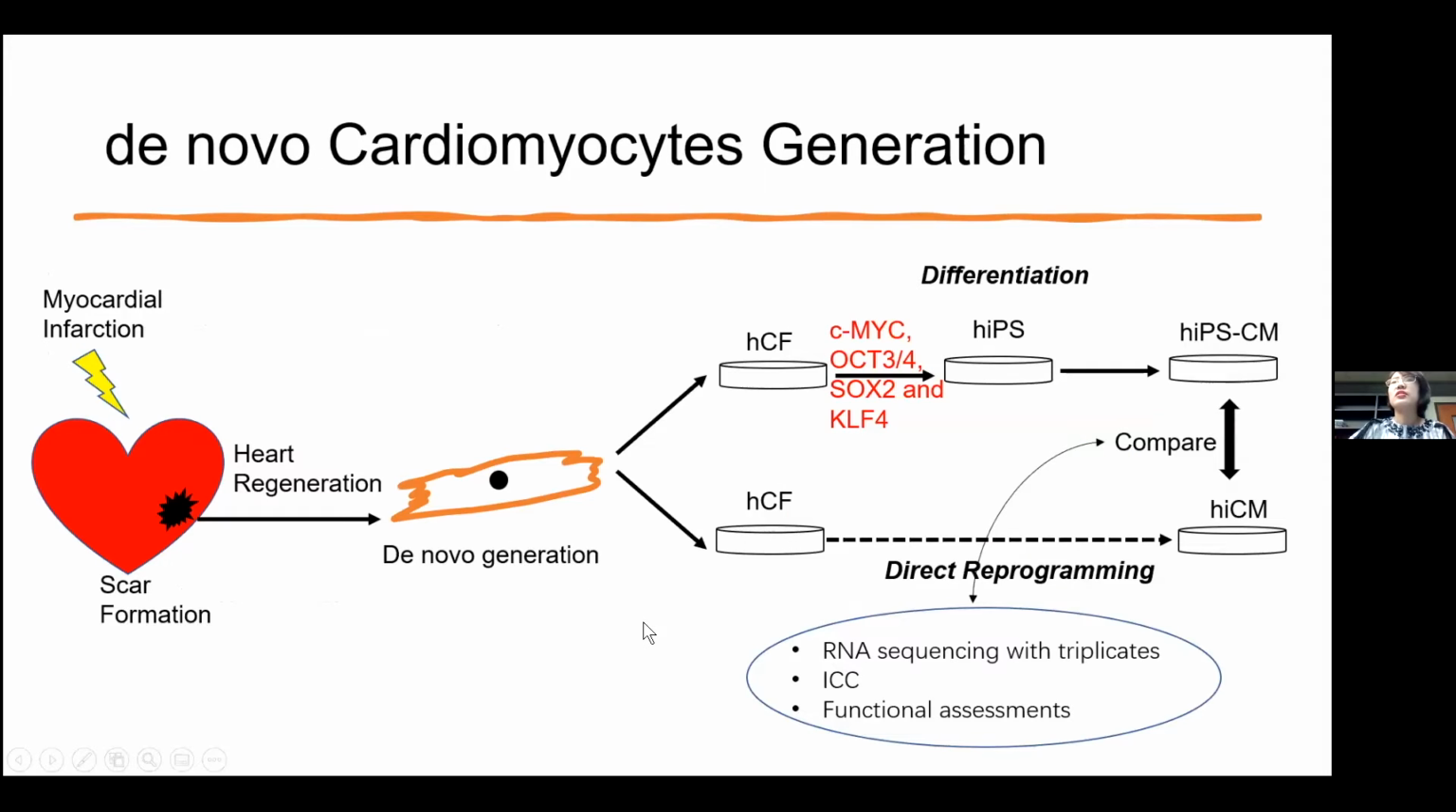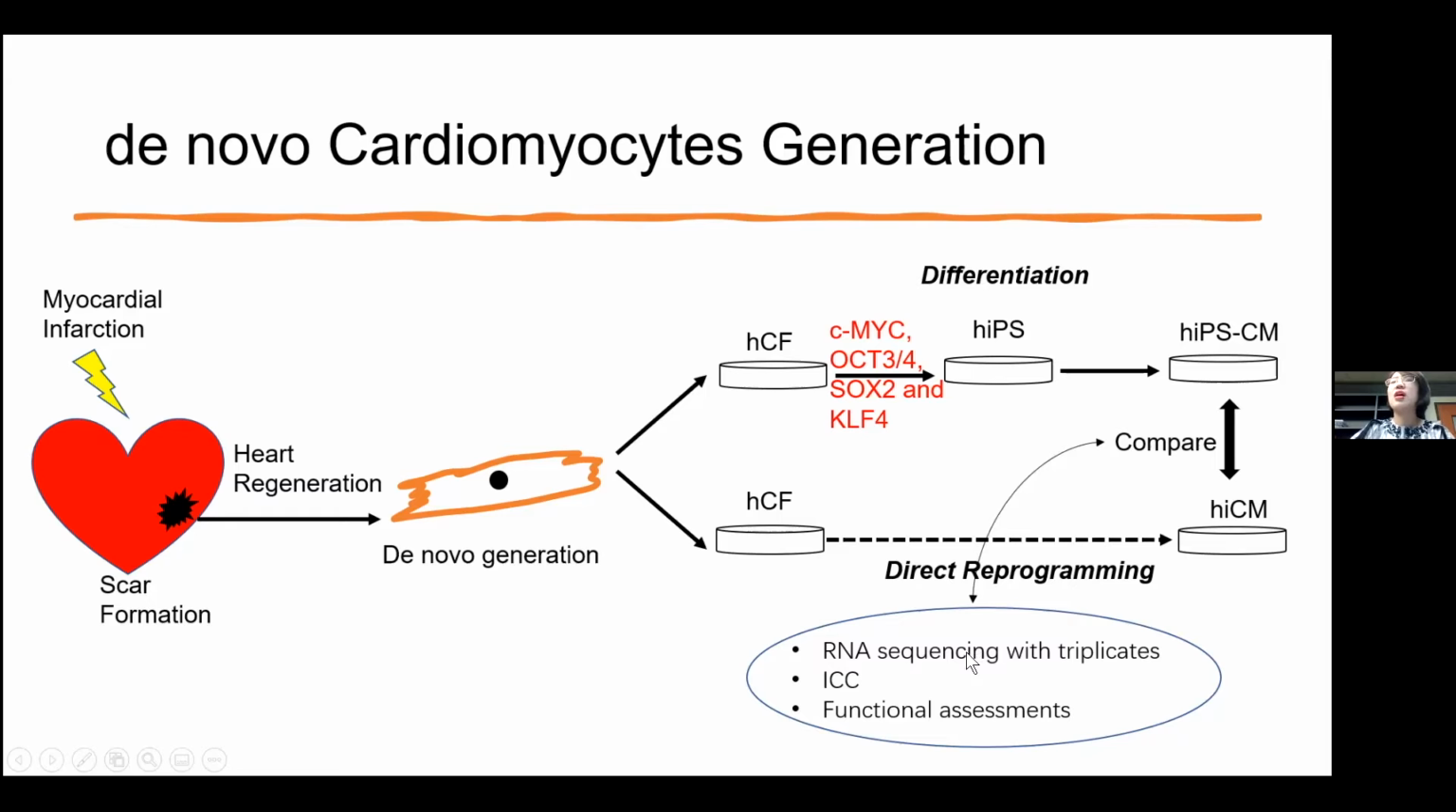So de novo cardiomyocyte generation so far has two methods. Either use the 4 Yamanaka factors to induce cardiac fibroblasts into induced pluripotent stem cells and then differentiate those into cardiomyocytes, or directly reprogram cardiac fibroblasts into induced cardiomyocytes. Those two approaches are popular in the field, and we want to compare whether there is any difference between the cardiomyocytes generated with the two different approaches.